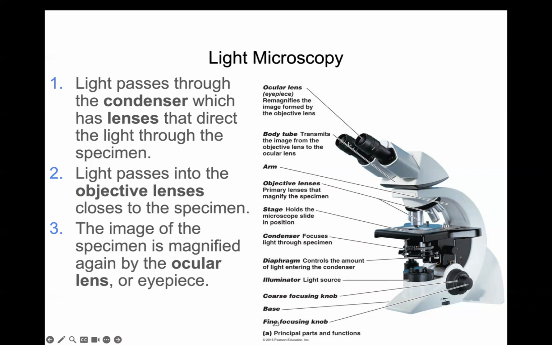Again, the ocular lens has a magnification of 10. Objective lenses have different magnifications. What's the magnification of the ocular lens? 10. What is the magnification of the objective lenses? Usually one is 4x, one is 10x, one is 40x, and one is 100x.